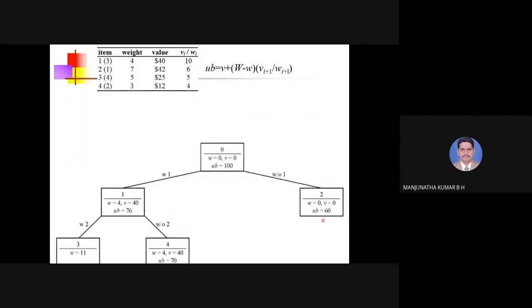So here also we have considered the state space tree, and every node has two options: with an item and without an item. With an item, you will get the upper bound value, and without an item we have also calculated the upper bound value. Once the level is finished, you have to choose the best node, the node having the maximum upper bound value, and explore that node.